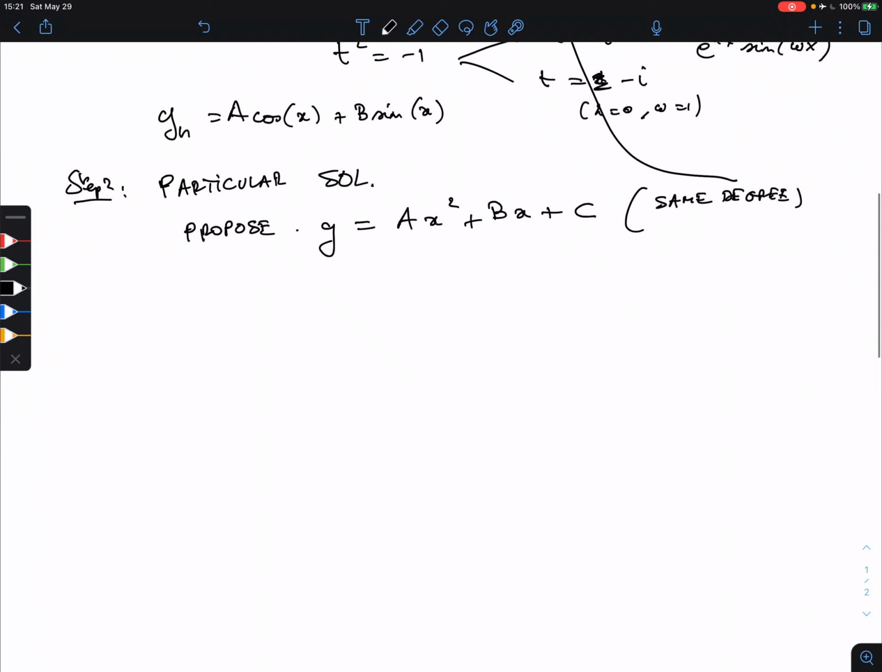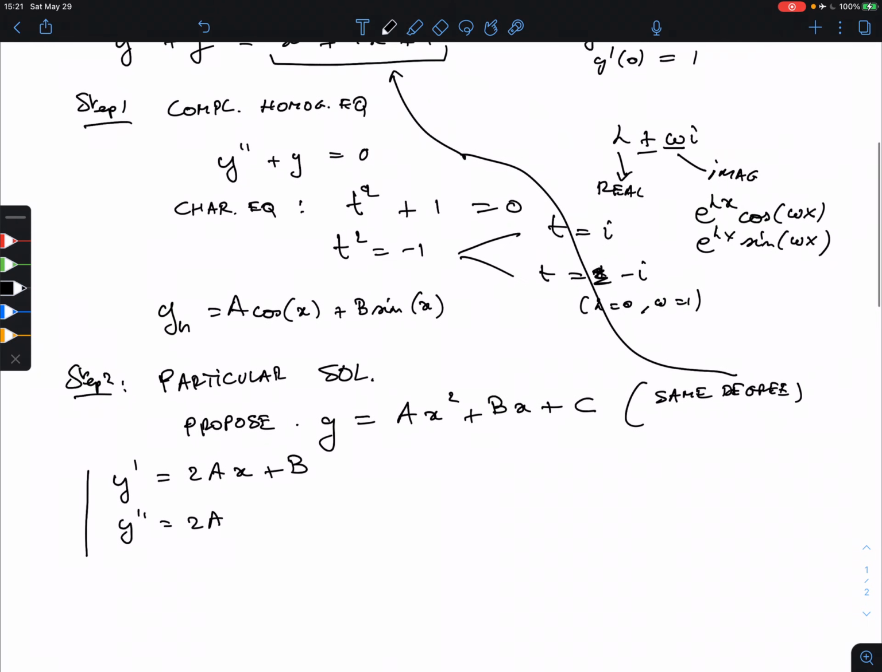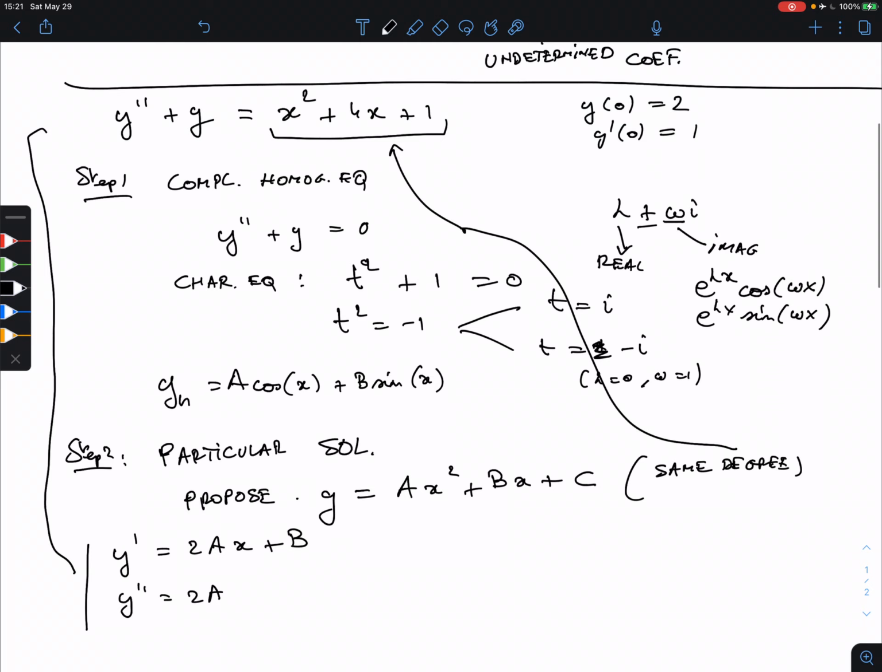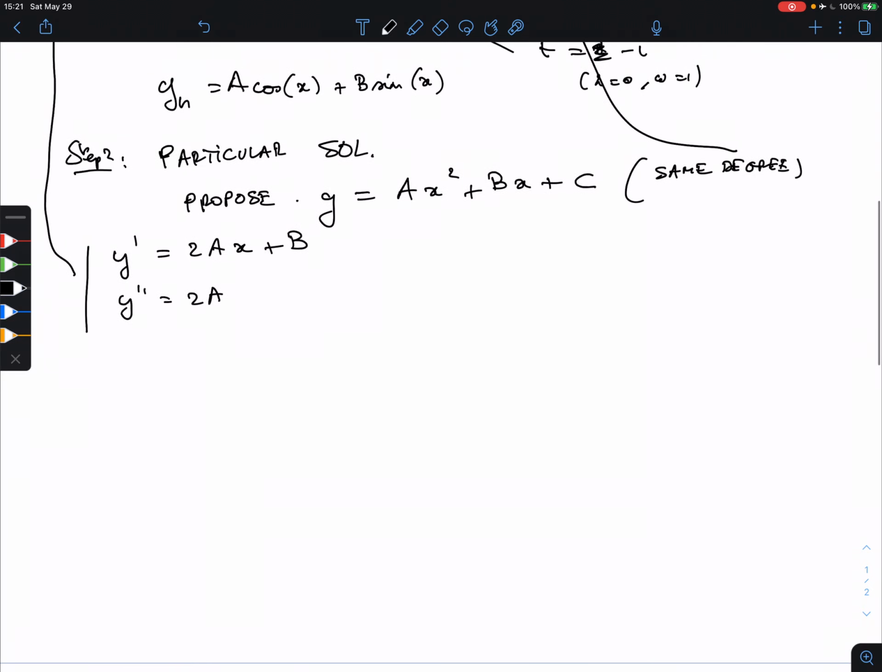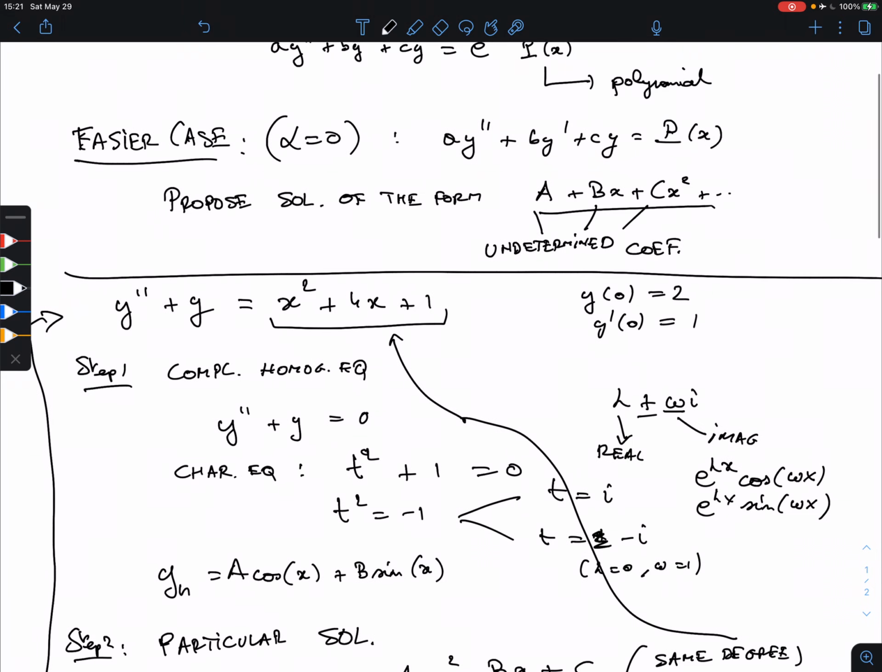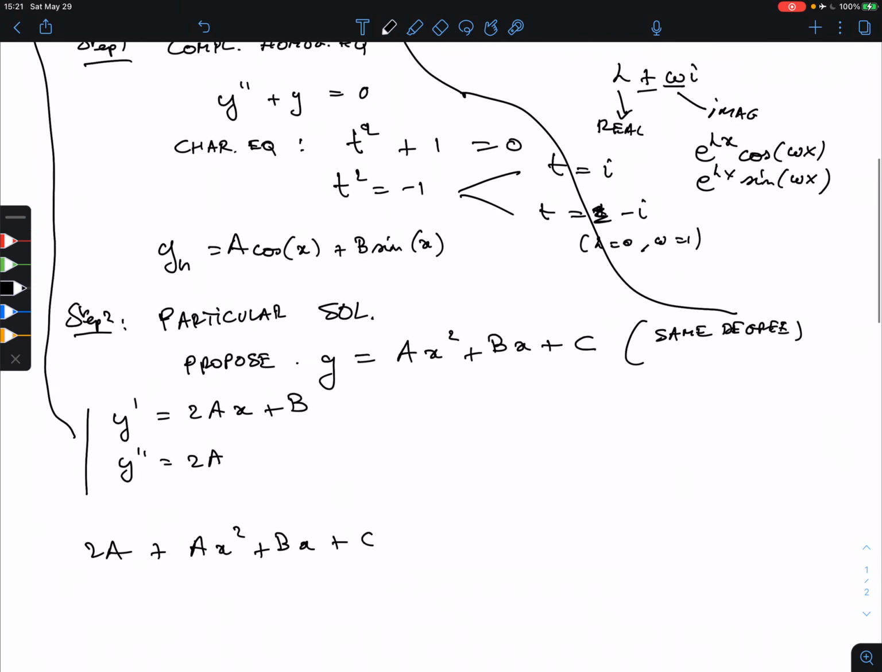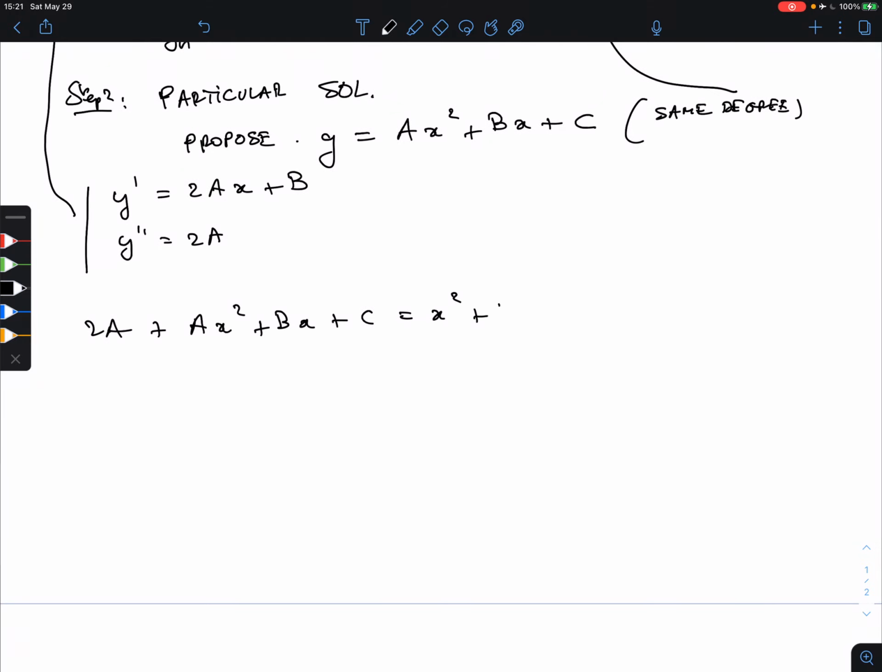How do we solve this then? Well, we have seen this. We just start taking derivatives: 2ax plus b, and the double derivative is 2a. And now we plug this into our equation. So we get 2a plus, well, the y prime is not there, so plus y, which is ax squared plus bx plus c. That is the left side. Now I have to write the right side, just copy, x squared plus 4x plus 1.